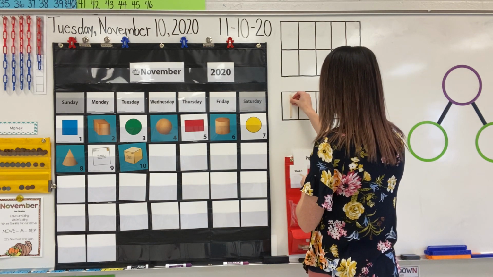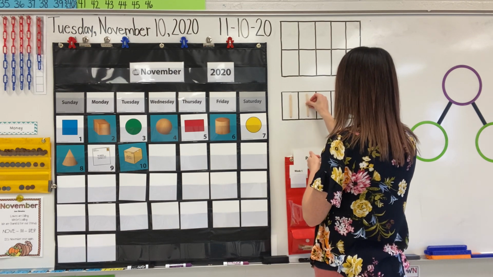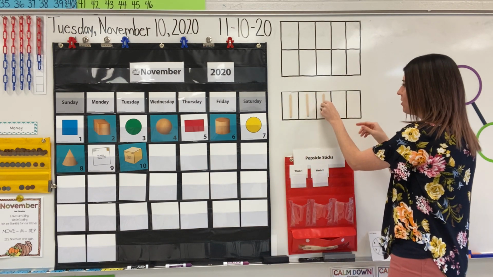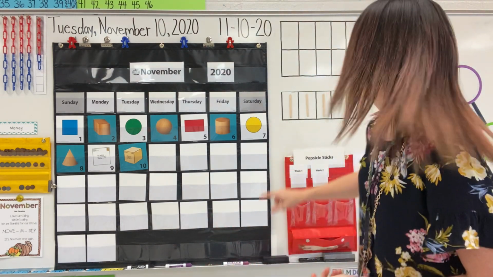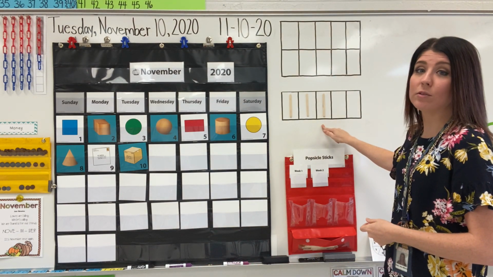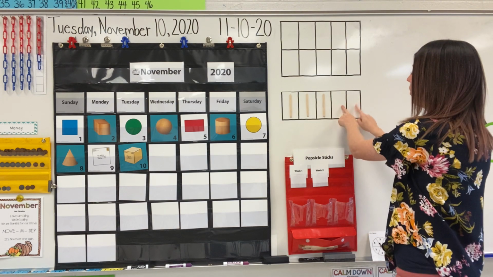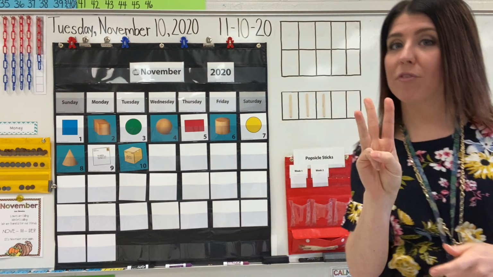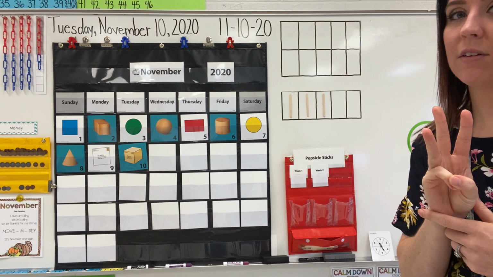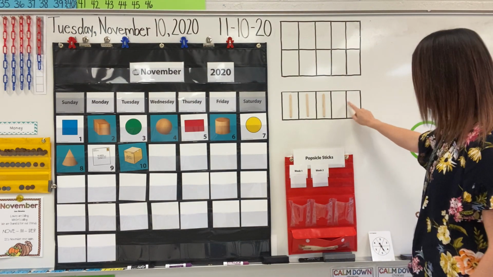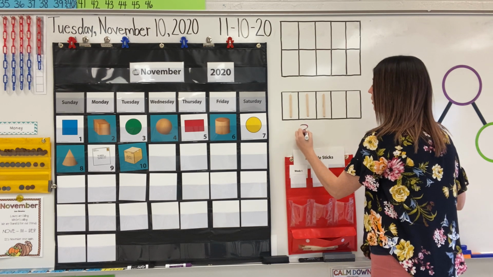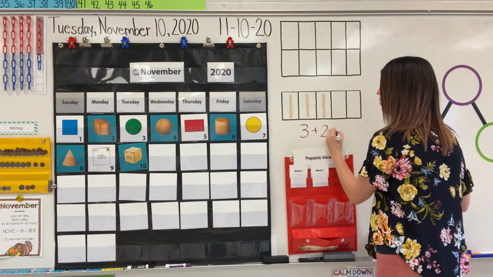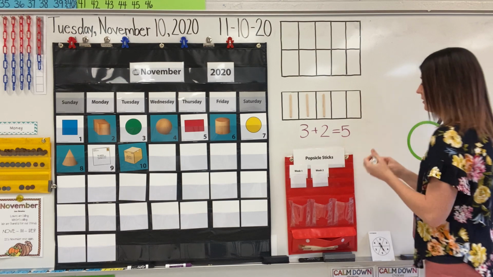Remember, 5 frames can help us to know our 5 buddies. Do you remember what 5 buddies are? Numbers that go together to make 5. So if I have 3 popsicle sticks, can you tell how many more I need to make 5? If I only have 3, how many more do I need to make 5? I need 2 more. 3 and 2 are 5 buddies.